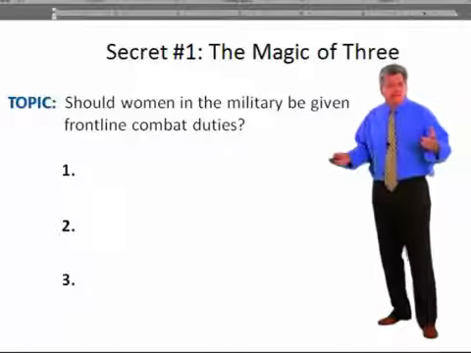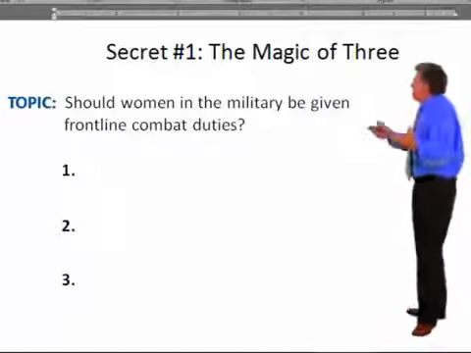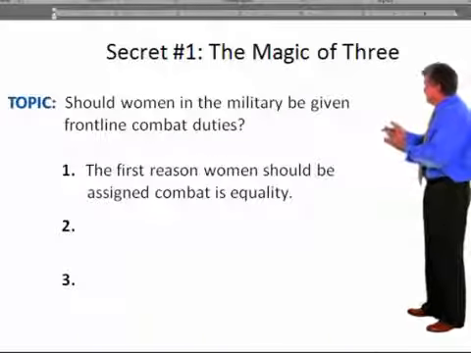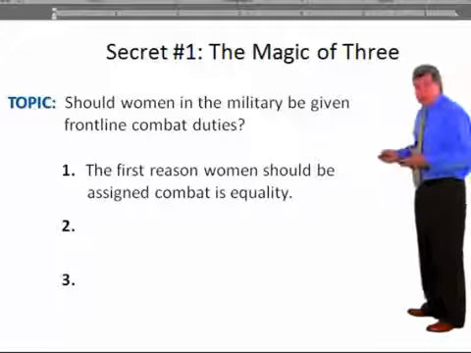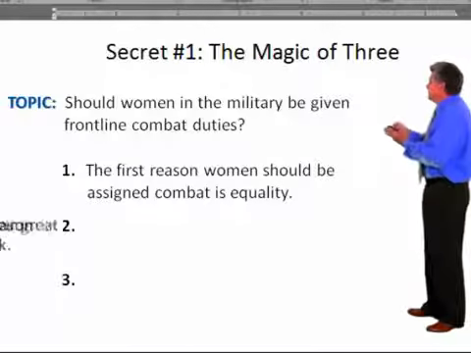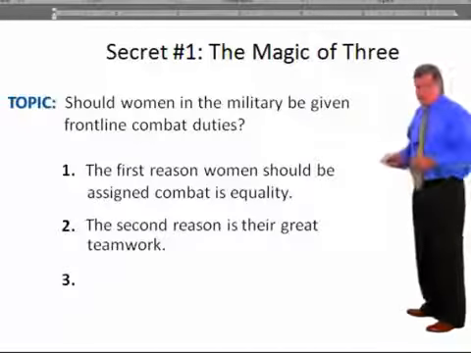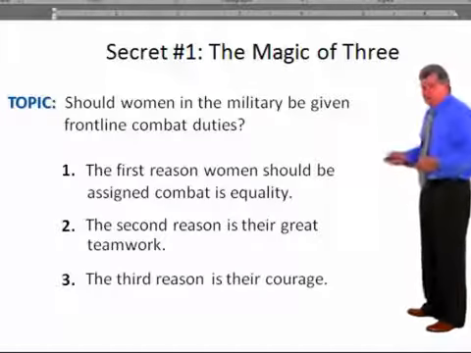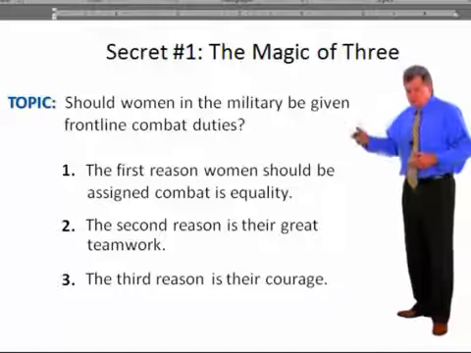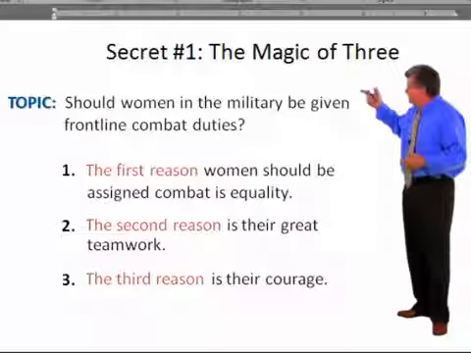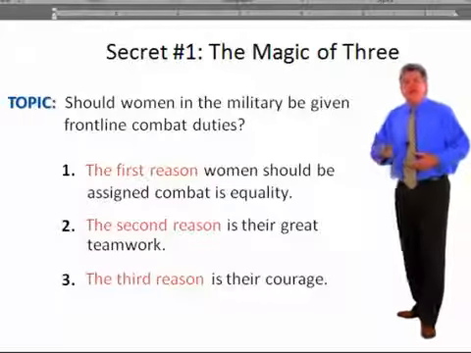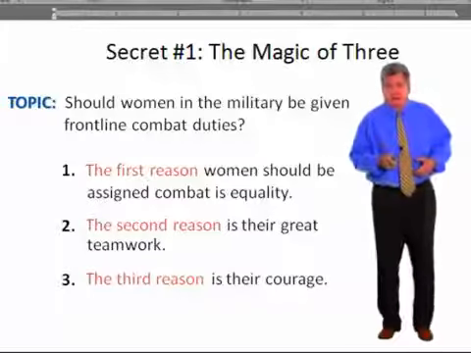Now, our 3 main points could be something like, well, the first reason women can be assigned to combat is equality. The second reason is their great teamwork. The third reason is their proven courage. Now, if you notice something repetitious there, and you're asking yourself, wait a minute, is this repetition good? The answer is yes, it is very good.